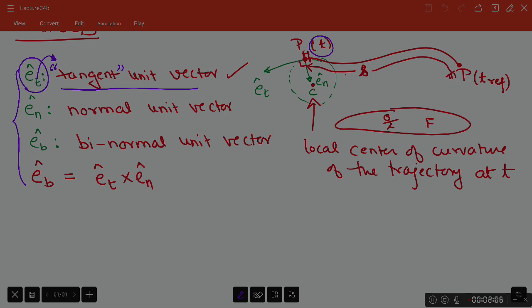The second unit vector of the path coordinate system is the normal unit vector, and we use the symbol E hat subscript n. The third unit vector is called the binormal unit vector, and we use the symbol E hat subscript b to denote that. Now the definition of the binormal unit vector is what is shown here on the slide. It is the cross product of ET with EN in that order.